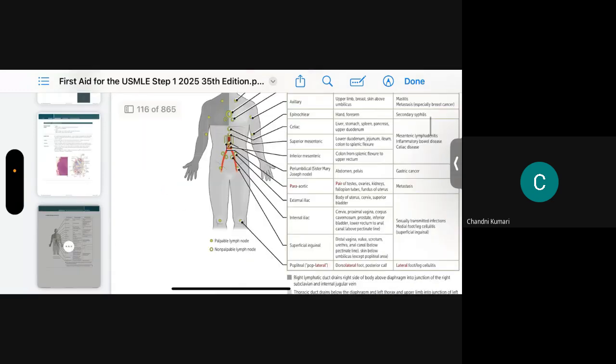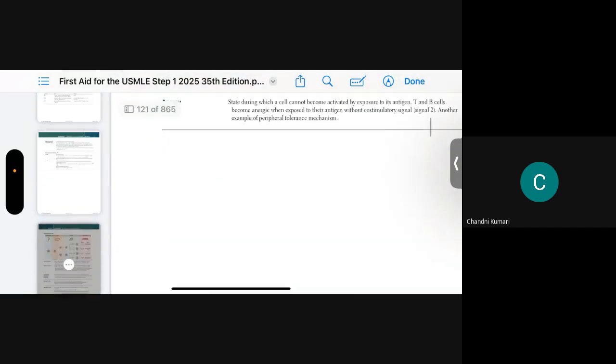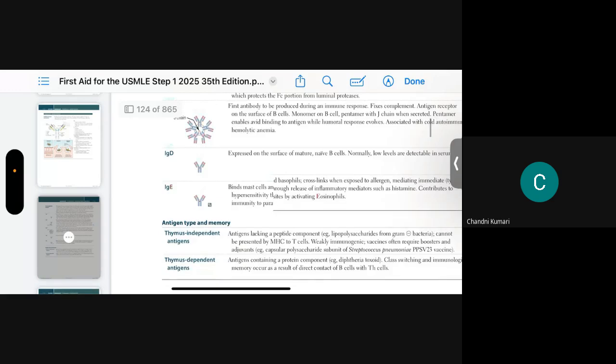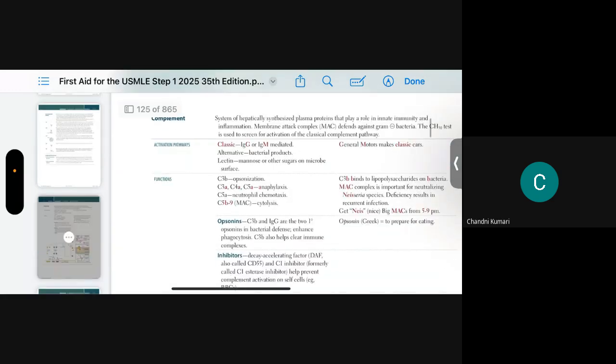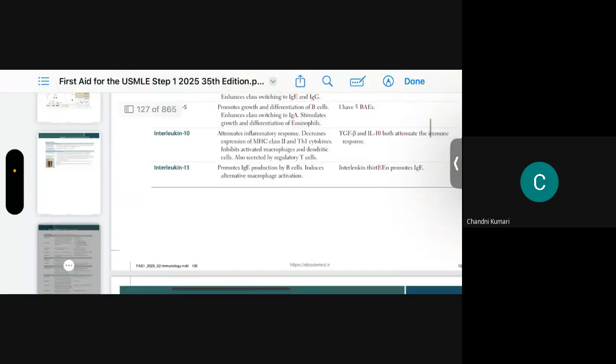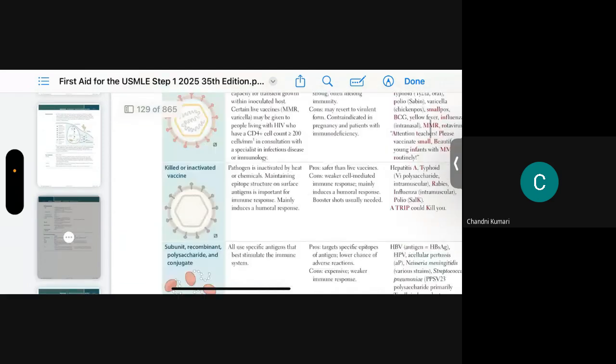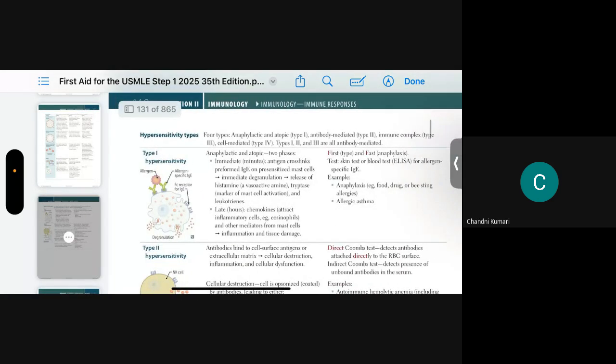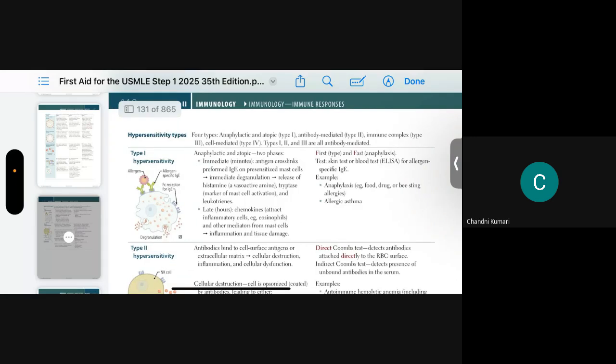So first of all, let's start with our hypersensitivities, right? Hypersensitivity is going to be the first one. The second one, we are going to discuss the vaccination and transplant. So hypersensitivity. We are going to start from type 1 hypersensitivity, right?